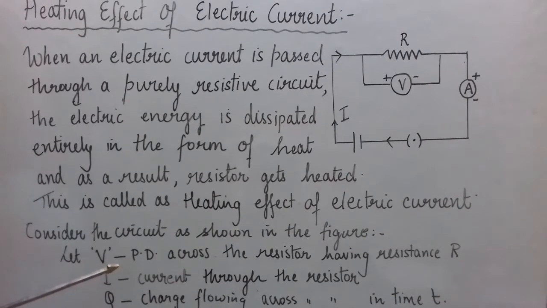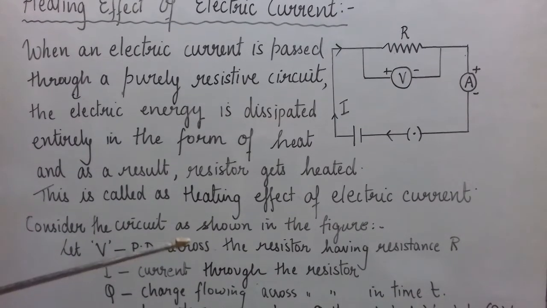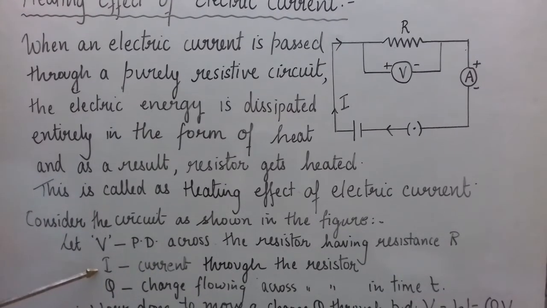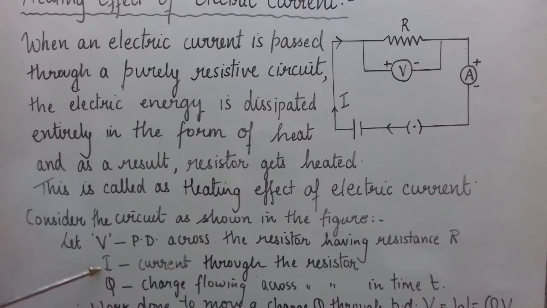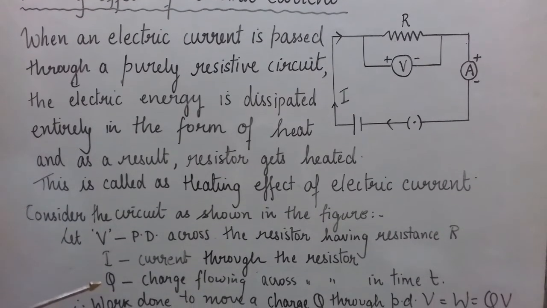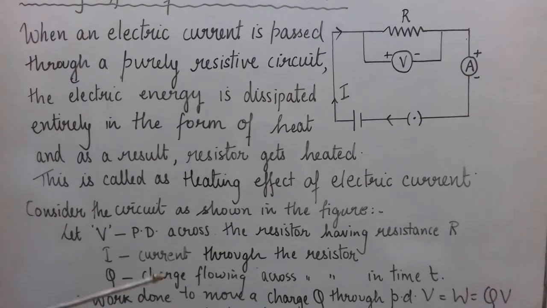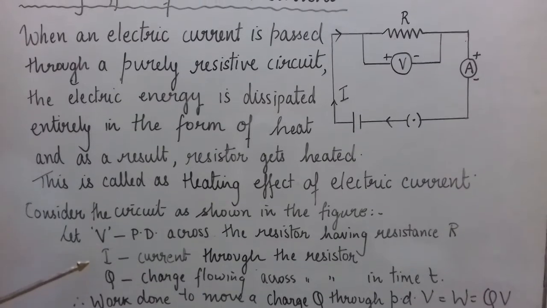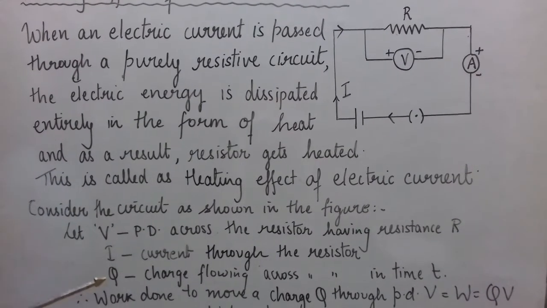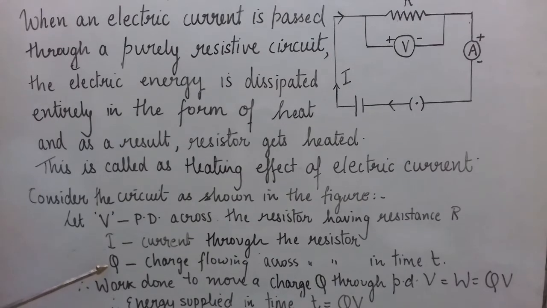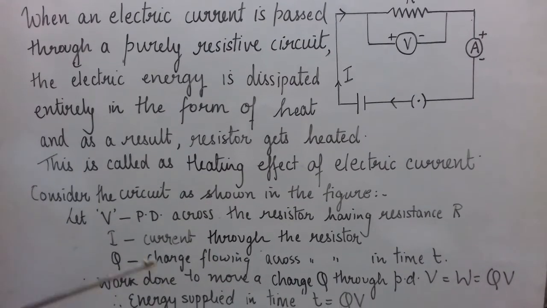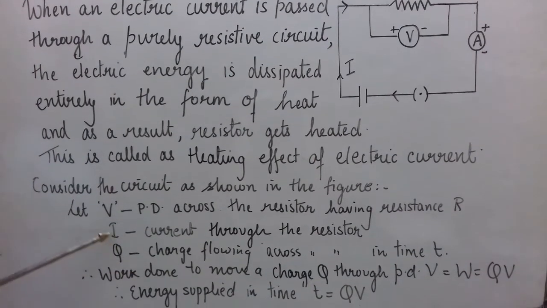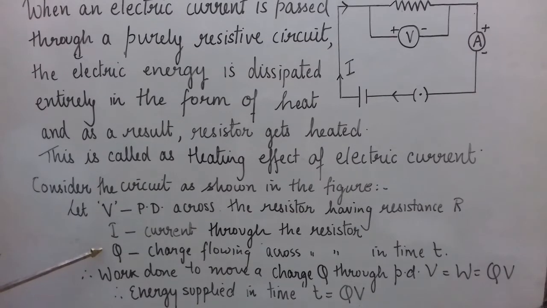Let V be the potential difference across the resistor having resistance R. I is the current flowing through the resistor. Now, when current flows, it flows because of the flow of charges. Let us say Q is the amount of charge that is flowing across the resistor in time t, because you know current is constituted by the flow of charges. So, if Q is the amount of charge that flows through the resistor in time t, I hope you remember the expression for I. I is equal to Q by t because it is the rate of flow of charges.